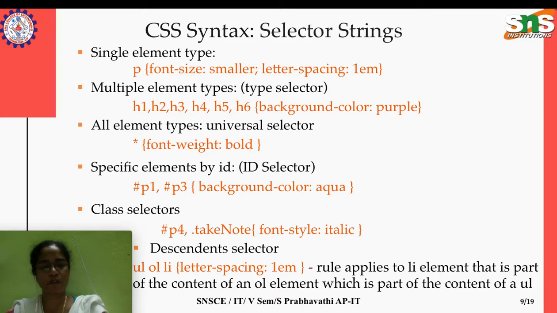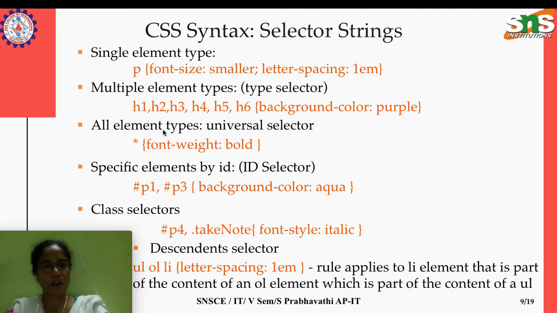So this is the core syntax of CSS, and apart from that we have n number of ways of defining the selector strings. We have seen only one thing so far: a single element type, a single HTML element such as paragraph, and its declaration. If we want to repeat this for n number of elements, they can be separated by commas. For example, for multiple element selectors, we have h1, h2, h3, so all the heading elements have a purple background color. This is also a valid CSS syntax.